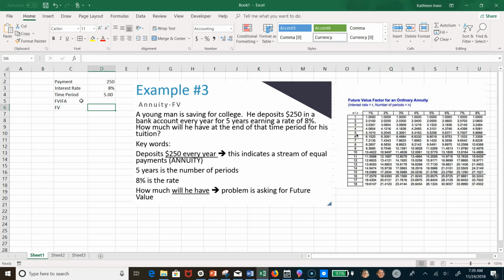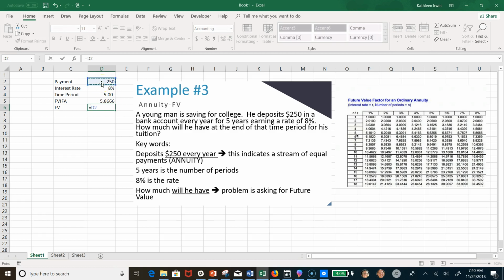Okay, so the FVIFA is going to be found in our tables, and I've already pulled that down from the internet. So the future value interest factor for an ordinary annuity, and I'll talk about that in just a second, is going to be found by doing what we've done in the past. We're going to go across here to our rate, 8%, and down to where we've got 5. And that is 5.8666. We're going to put that number in here, 5.8666.